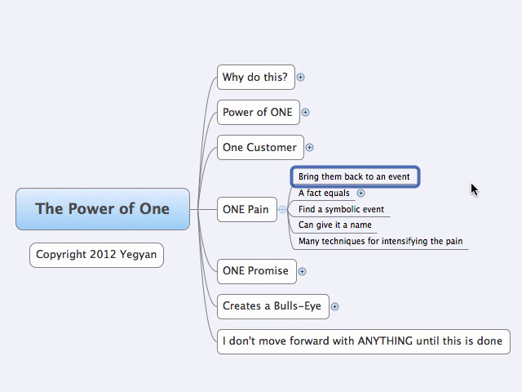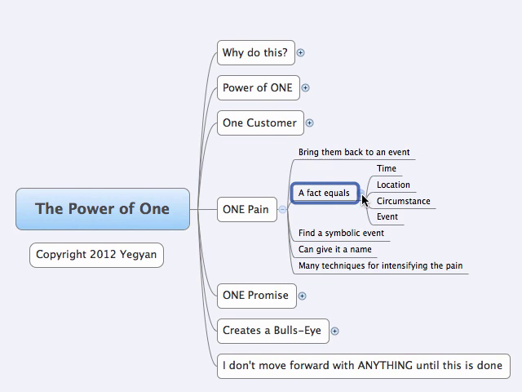So what I want to do is get the facts. I want to basically understand it myself so that I can feel it and imagine being in it, so I can come up with cool ways of stating the pain. So what does a fact equal? A fact equals a time, a location, a circumstance, and an event. When you're talking about a fact, it contains those four things.